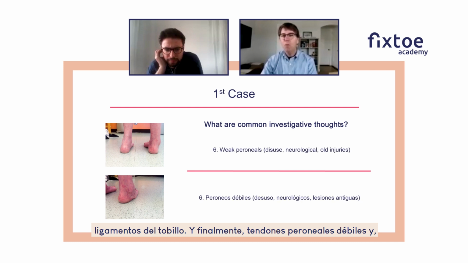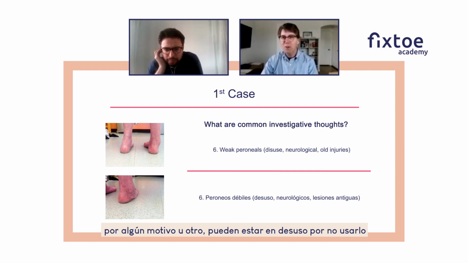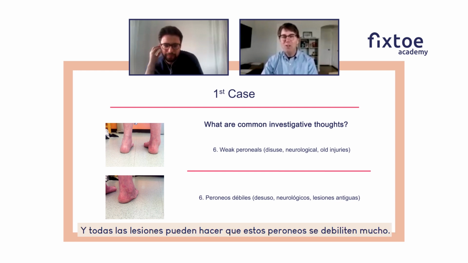And finally, the weak peroneal tendons. And of course, a patient can present with all these factors when you're working them up. So they can have weak peroneals because of a neurological disease, Charcot-Marie-Tooth or something. They can have just disuse from not using it after being in a cast for 3 months, or being sick with a virus, and old injuries can cause these peroneals to get really weak.